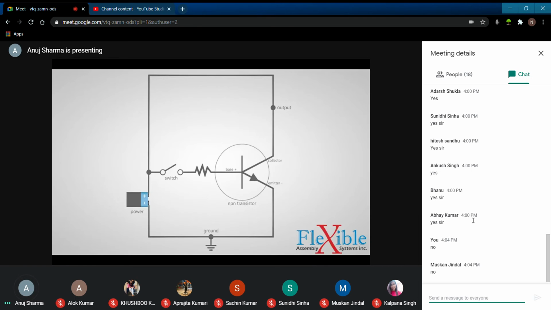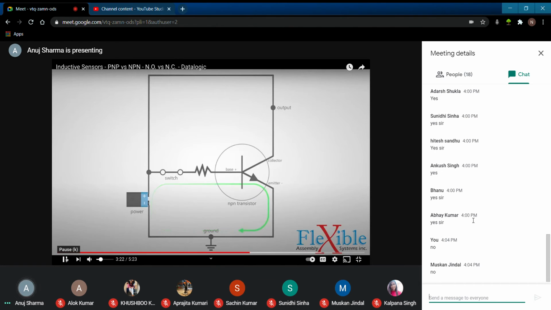Currently, this is an open circuit. When we close this switch here, the current now flows from the positive terminal through a resistor and into the base of the transistor. The low current switches.